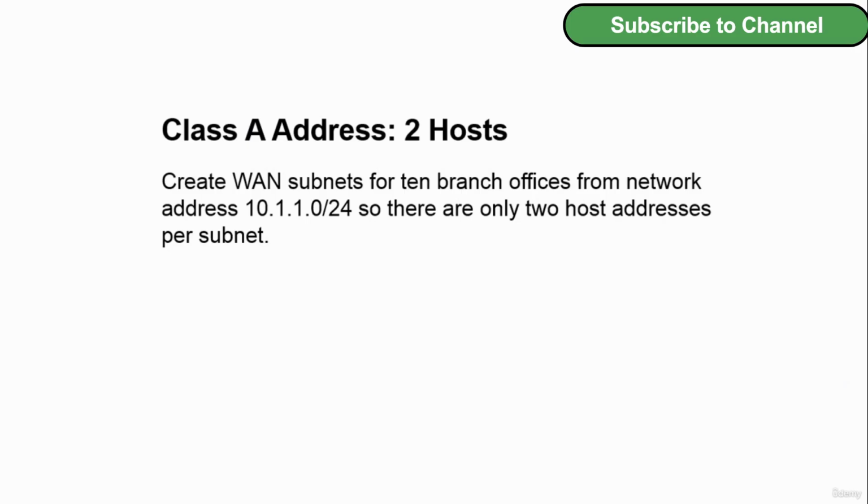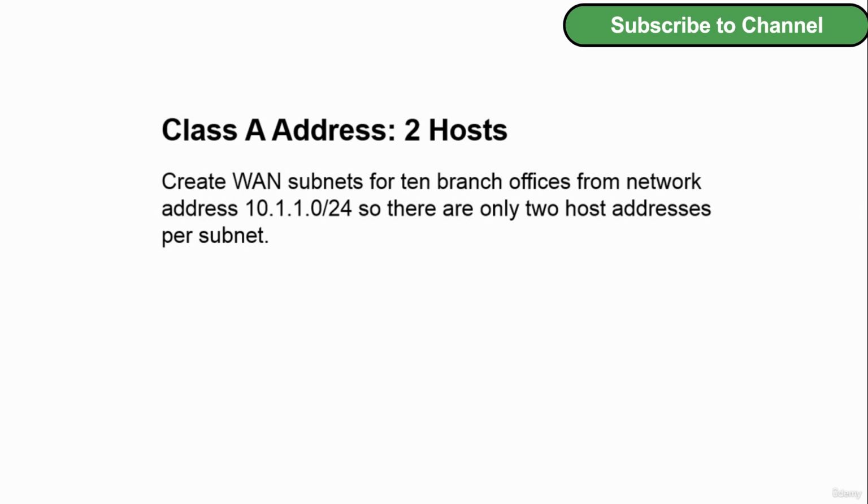So now I've moved into Class A addressing and am giving you some examples of typical subnetting for each class. So I'm going to start this group of Class A addresses with 2 hosts. It's called the WAN interface mask. So I'm going to create WAN subnets for 10 branch offices, from network address 10.1.1.0. I'm going to start with a Class A address, and that's what that is. And I only want 2 host addresses.